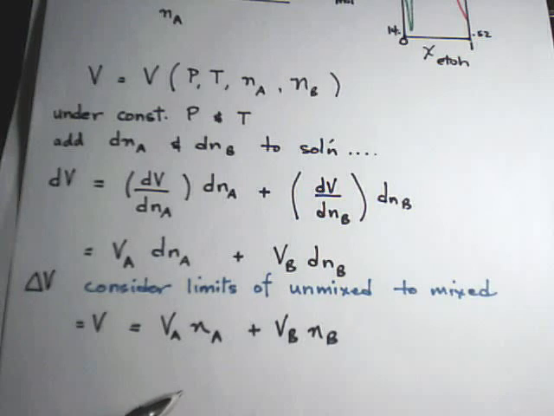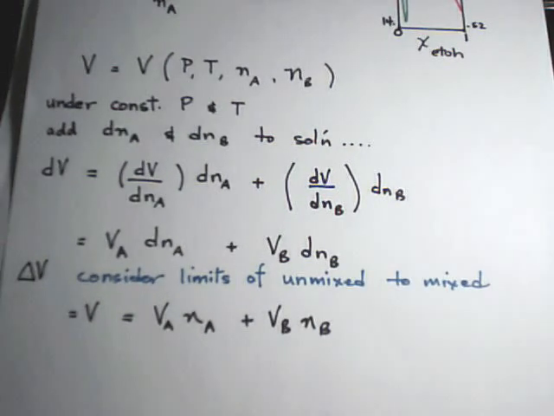So it's pretty straightforward. I can have partial molar volumes, and I can also have a partial molar quantity of any extensive property of the mixture, including Gibbs. And that's one that we'll do next, and we'll do its own video.